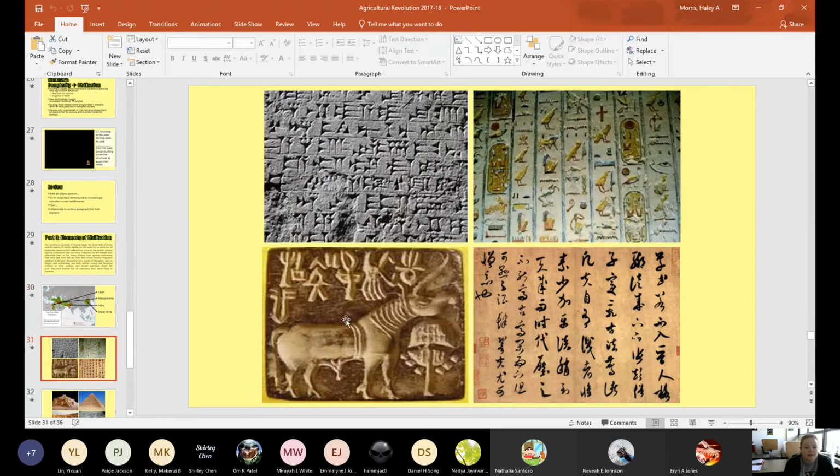So like I said, there are different forms of writing, artifacts that show writing, that translate languages for us so we can learn about them. So you have different forms of writing from different, what's the word I'm looking for? Different civilizations.